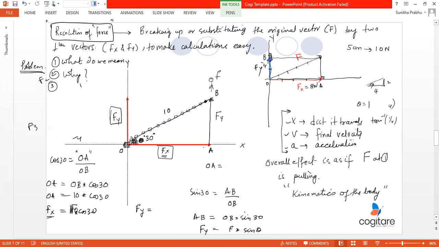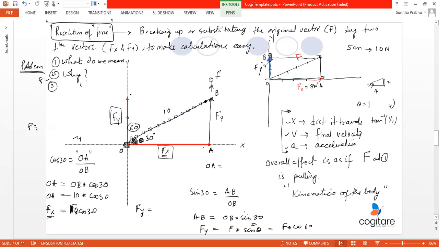The other way is: what is the angle between this and this? 60. F into cos 60. F into cos of the angle. An easy way to remember, instead of which is sine and which is cos, if you forget, calculate the actual angle between the force and whatever axis you want. Here it is 60, so F cos 60. And we all know sine 30 and cos 60 are the same. So value-wise, there is no change.